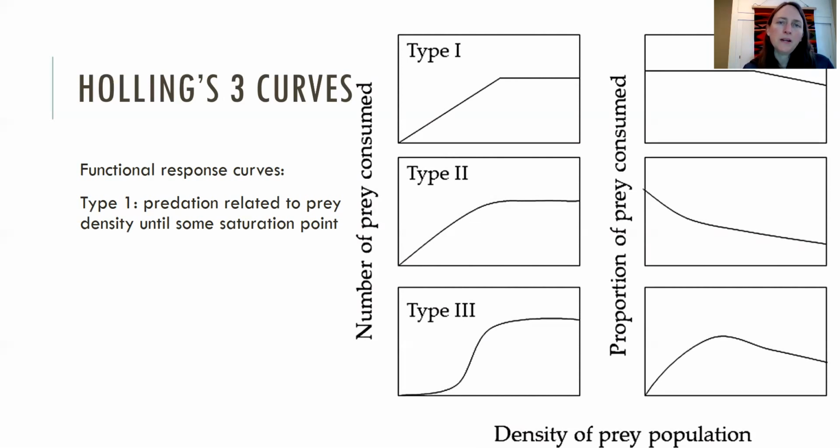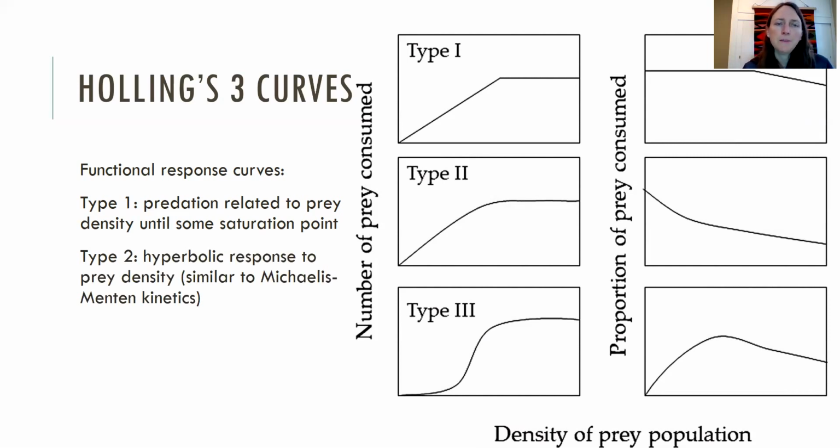So the number of prey consumed is on the y-axis of the center three graphs, and the proportion of prey consumed is on the y-axis of the three graphs on the right. And so type 1 curve, a functional response curve, shows that predation is related to prey density until some saturation point. And then it doesn't matter how many more organisms there are, the predator can't eat any more. Type 2 curve is a hyperbolic response to prey density. So it's similar. You see a steeper curve and then it kind of rounds off, approaching an asymptote, similar to Michaelis-Menten kinetics, if you've heard of that.